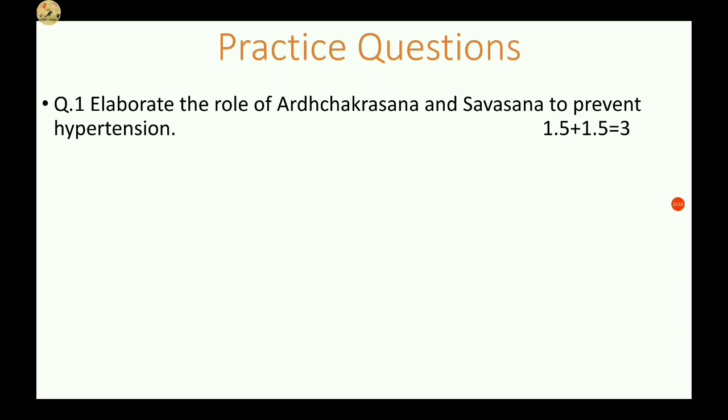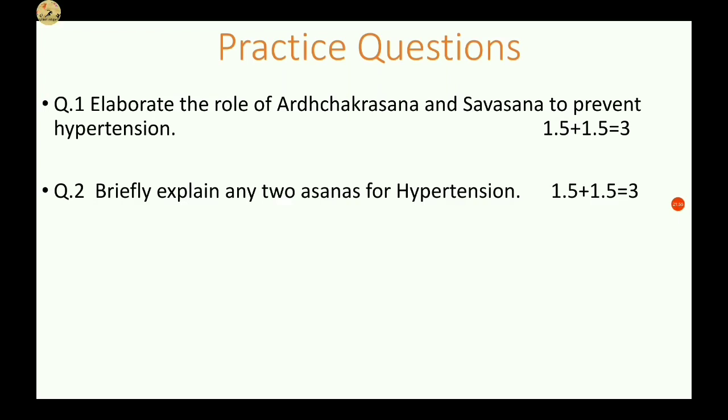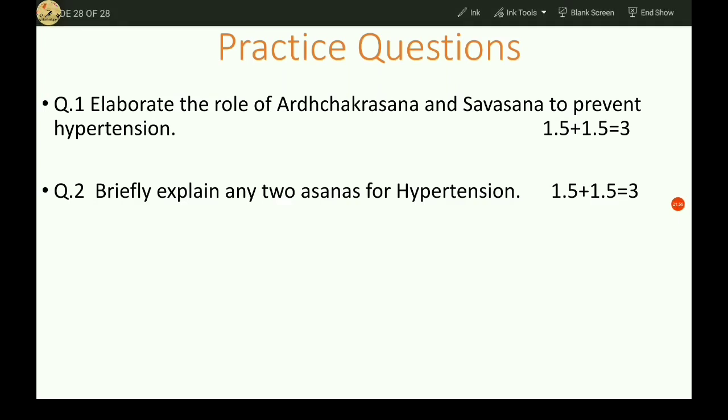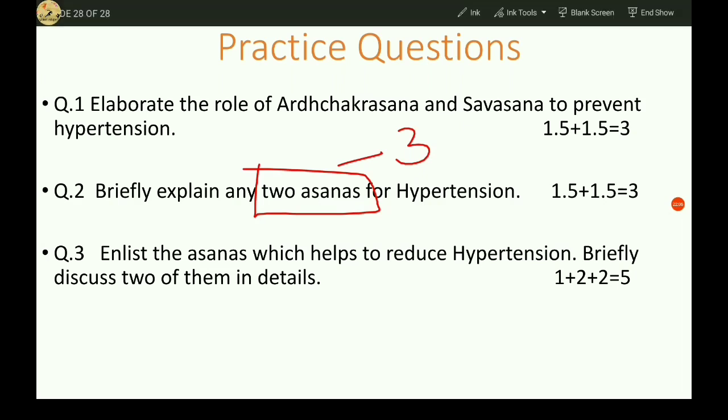We can write it in two parts. So there will be 1.5, 3 marks question. Question number 2, briefly explain any two asana for hypertension. Any two asana means 1.5 and 1.5. That's mean 3 marks question. The next one is enlist the asana which helps to reduce hypertension. Briefly discuss two of them in detail.